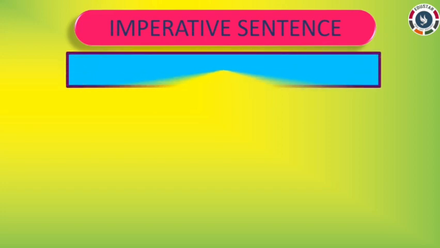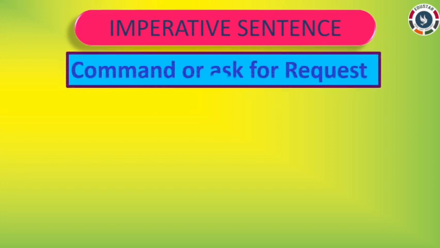Now, let us look into the next type of sentence, imperative sentences. An imperative sentence gives a command or asks for a request and ends with a full stop or exclamation mark, depending upon how forcefully we say the sentence. When a sentence is spoken more forcefully, an exclamation mark is used. Otherwise, a full stop is used.